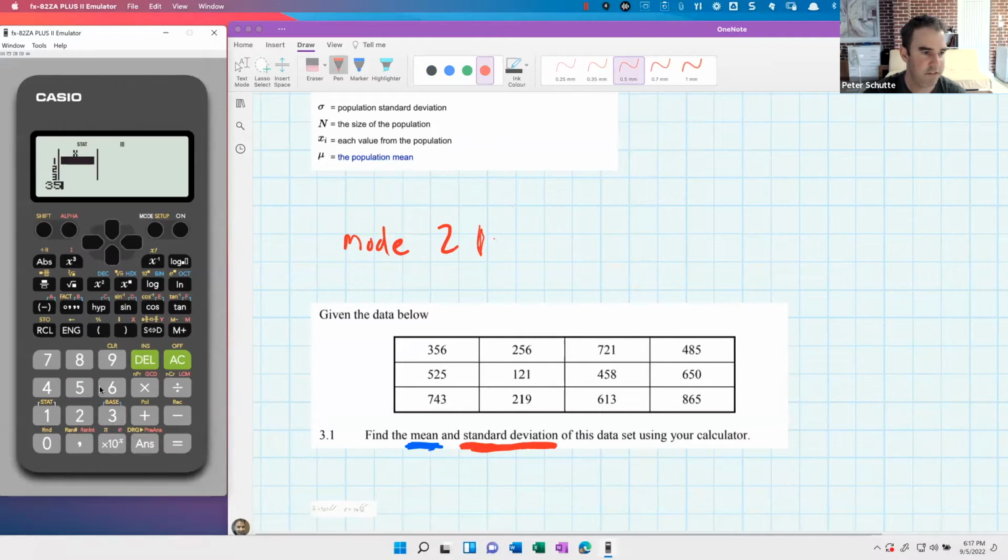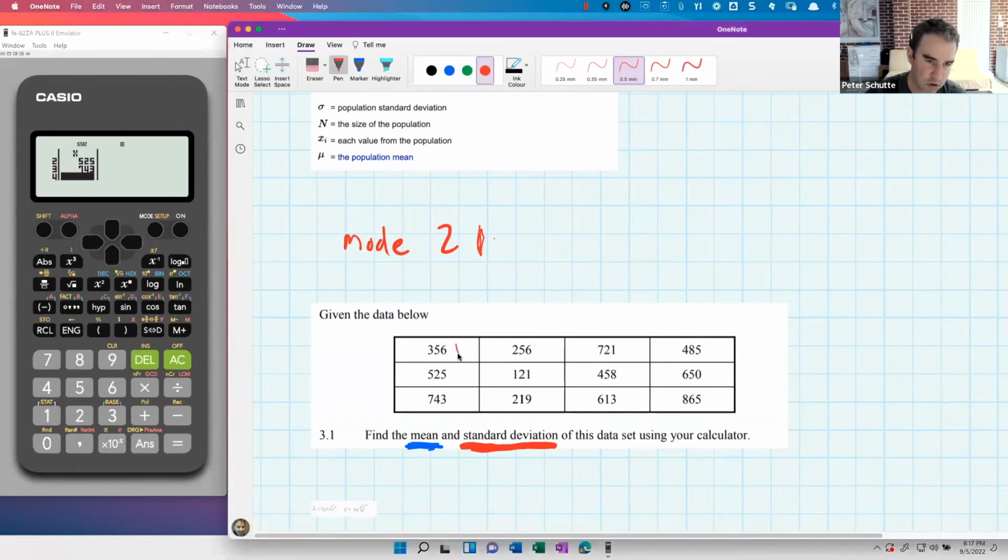And how do you do this? You go 356 equals, 525 equals, 743 equals. And you just keep doing that for all the data items. There are 12 data items. So I want everyone to put that into their calculator, and then we'll talk again once you've done that, because I need to do the same thing.